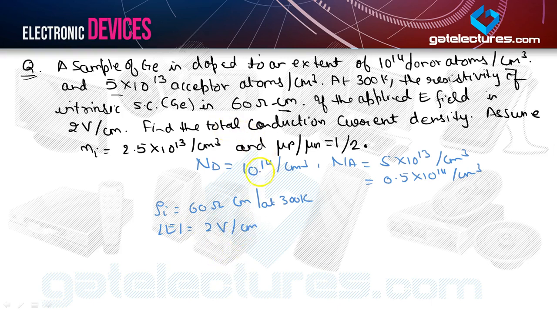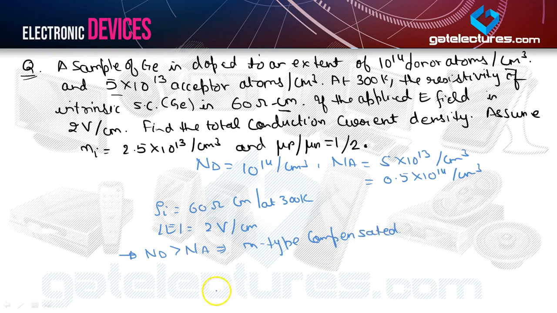So what are we asked to find out? Find the total conduction current density. We need to find out the conduction current density. Now rho I is given to us, Ni is also given to us, and mu p by mu n is given to us. From here we can judge that Nd is greater than Na. So we can say that since Nd is greater than Na, it is n-type compensated.